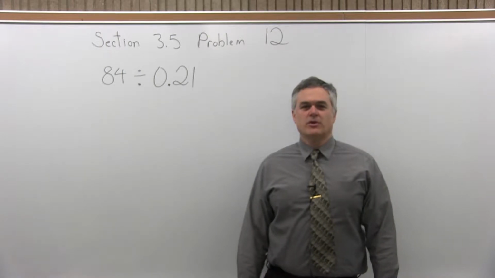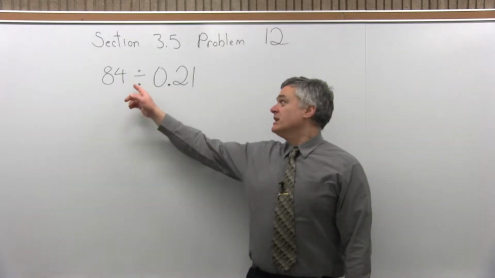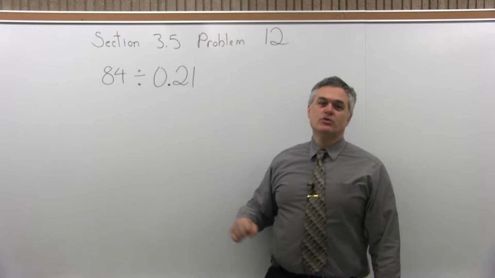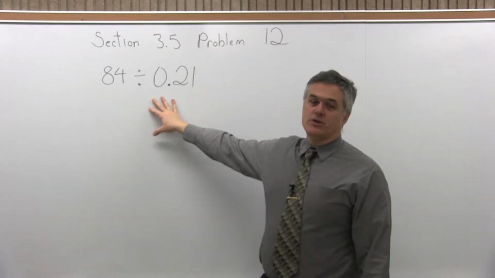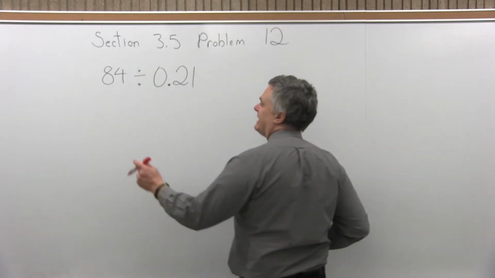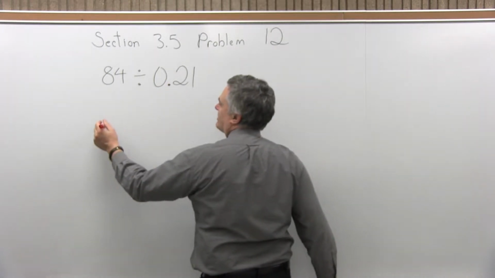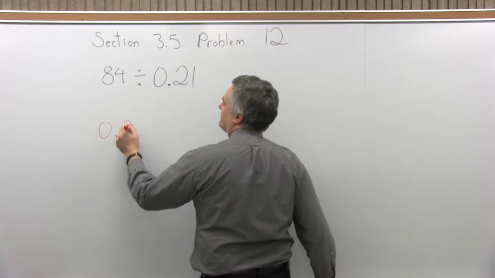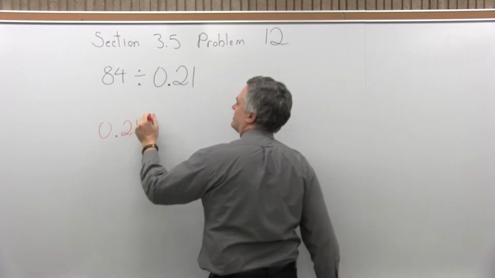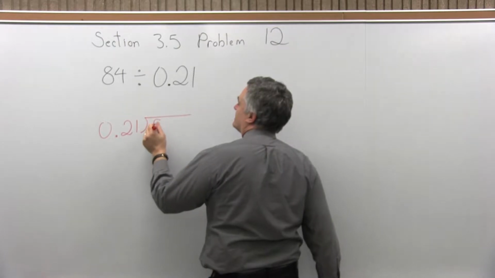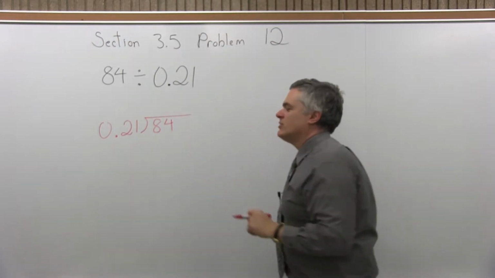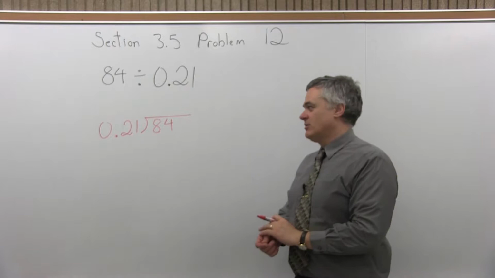This is Section 3.5, Problem 12. We have 84 divided by 0.21. So this is the format that you would use if you want to do it with a calculator. To do it by hand, you really have to put the second number first, outside of the division symbol. It's called the divisor. And the first number goes under the division symbol. It's called the dividend. You don't really need to know what they're called to do the problem.